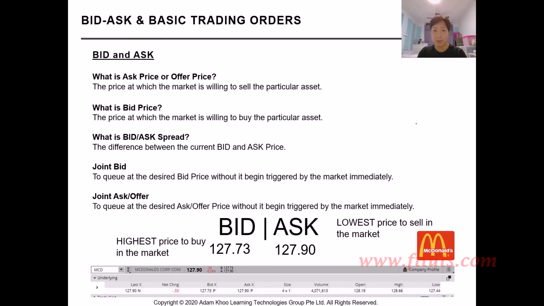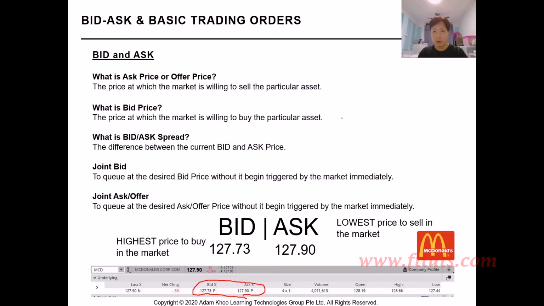So for example, for McDonald's here in Think or Swim, in your main window, you can see that there is this bid and ask. In any trading platform, you're going to see a bid and ask for the stock, the futures, or even the forex that you are trading.